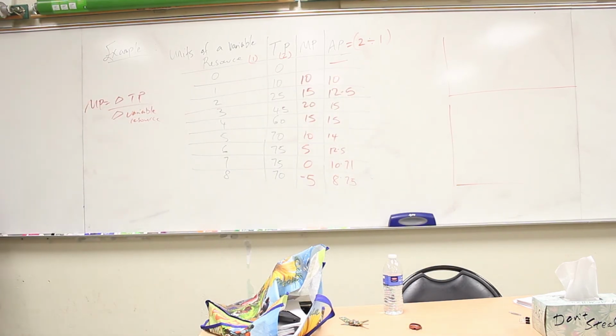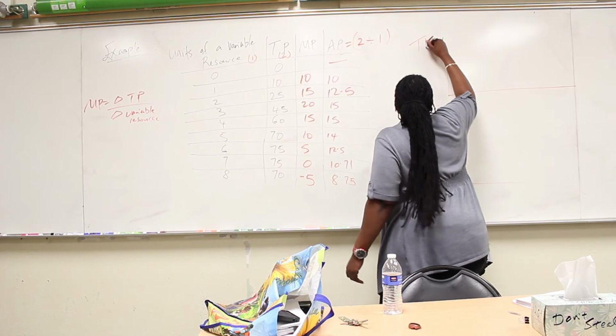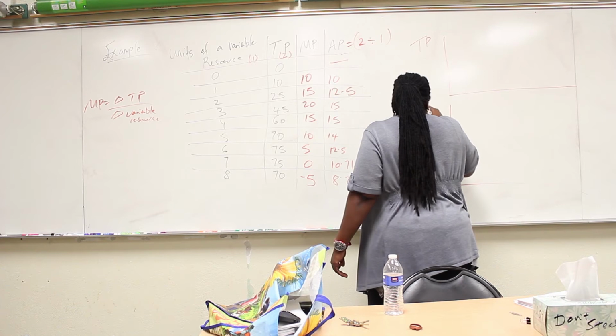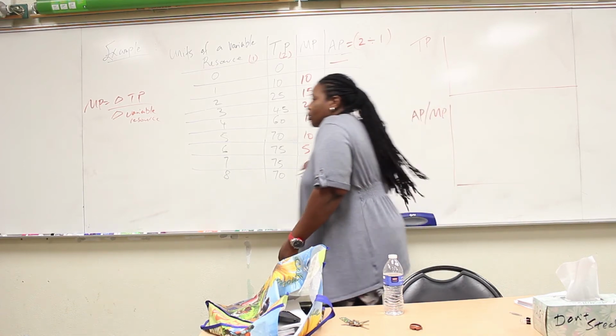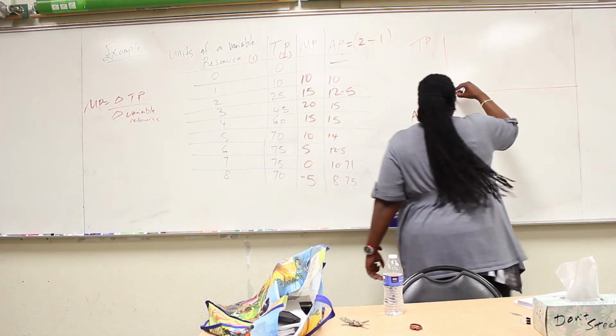Draw your graphs the way I have them. Please make sure you stack them one on top of the other. And up here, I'm going to put the total product. And here, I'm going to put the average product and the marginal product. We're just kind of going to sketch out the graphs. Now, total product, if we sketch it out, looks something like this.